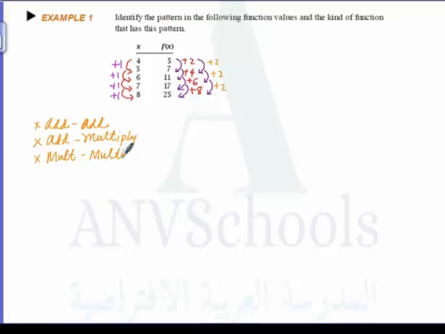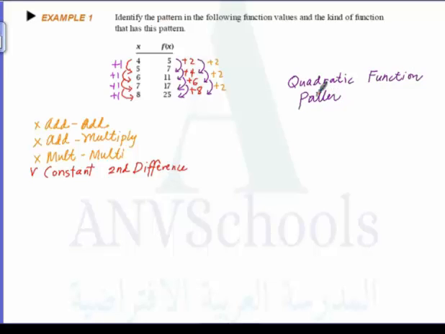But we do have the second differences. Because when we took the second differences, we got a constant second difference for all the values of f of x. Therefore, this most likely belongs to the quadratic function group. So this is a quadratic function pattern.